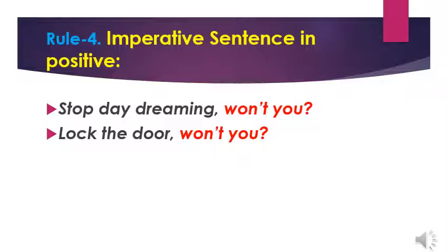In imperative sentences, modal auxiliary verbs like will, would, can, could are used in the tag. Will, would are used for orders, can, could are used for requests. So, stop daydreaming is the positive order. You can go with won't. Here, the unseen subject is you. So, the personal pronoun is also you. The tag is won't you. The answer is: stop daydreaming, won't you. Next, lock the door, won't you.